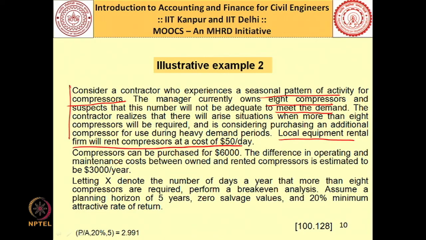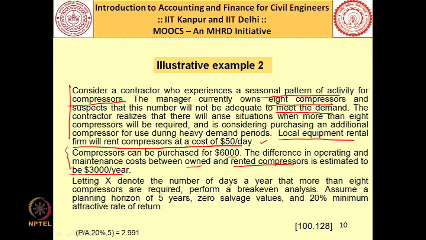Now, as I told you, in using break-even analysis concepts, you can have a decision between purchasing versus renting, buying versus leasing and so on. So, right now you see here a local equipment rental firm will rent compressors at a cost of $50 per day. On the other hand, if you want to buy it, it can be purchased for $6,000. Now, the difference in operating and maintenance cost between the owned and the rented compressors is estimated to be $3,000 per year.